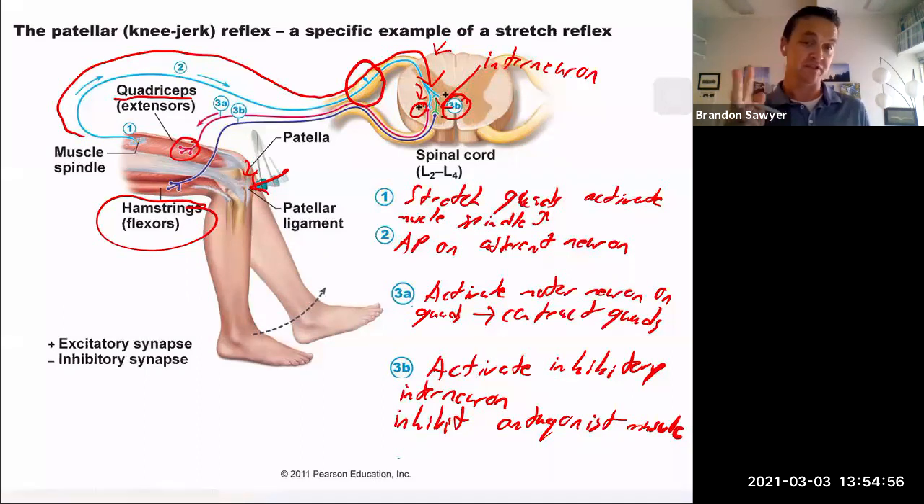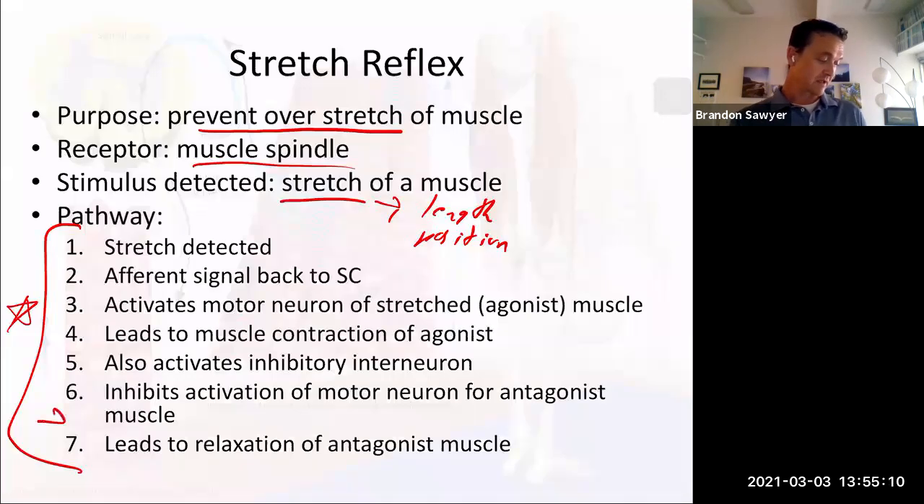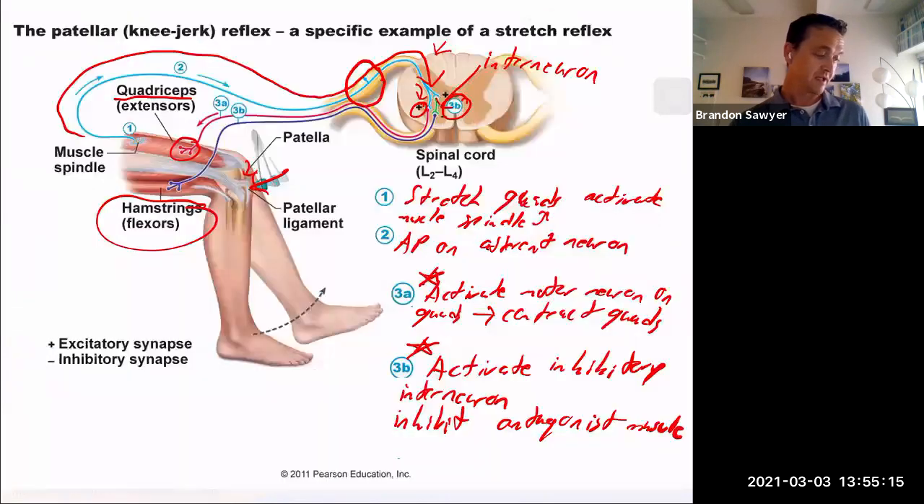Okay. So there's 2 actions to all these reflexes. Okay. First action is to contract the one being stretched. Second action is to inhibit the antagonist, which could cause more stretch if we let it. Okay. So that's that. And that's all explained here in these steps as well. But I just kind of wrote it out in the picture here. All right. So definitely a process you want to memorize and understand. Okay. So questions on that one?